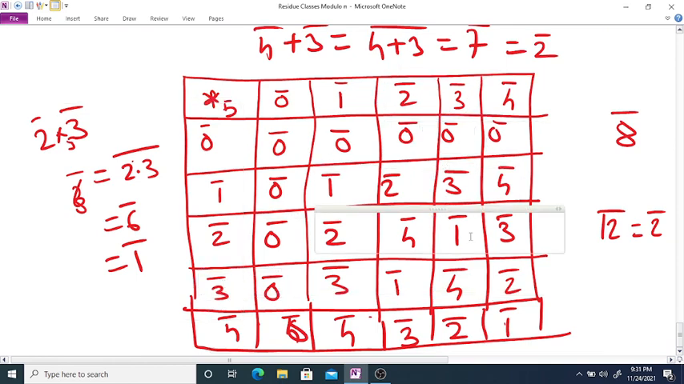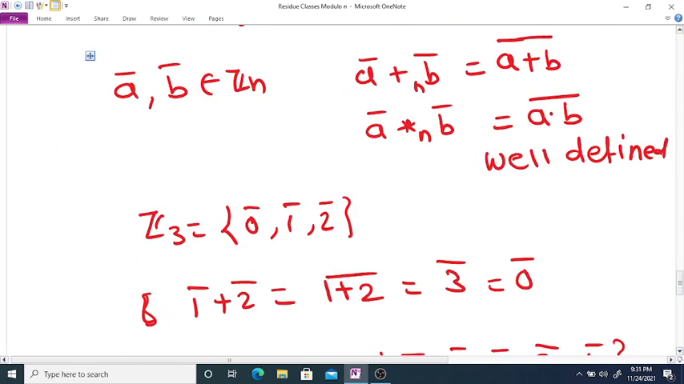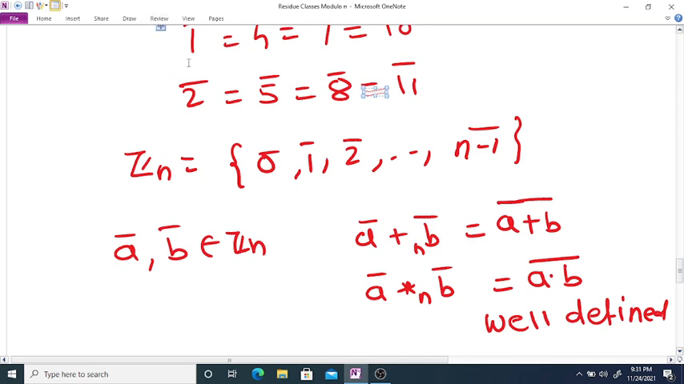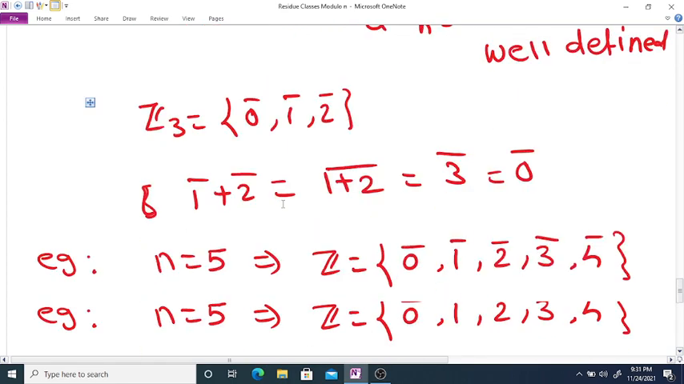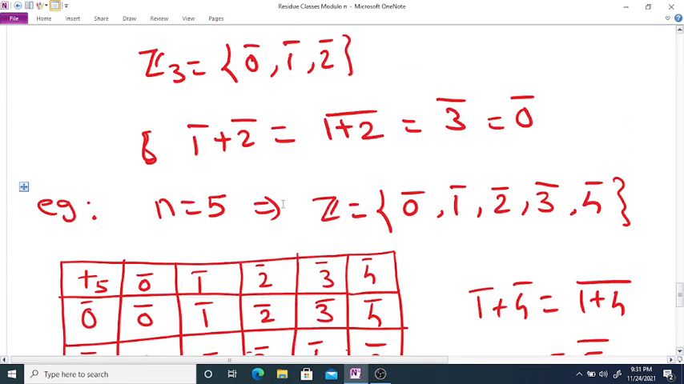So this operation, the operation we have defined on any two elements from the set Zn, under this operation it is well defined, and under this operation we make an addition and multiplication table modulo n.